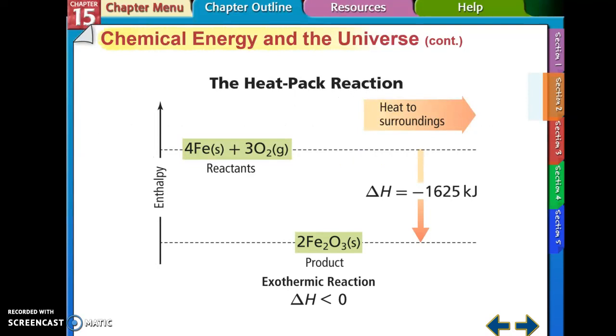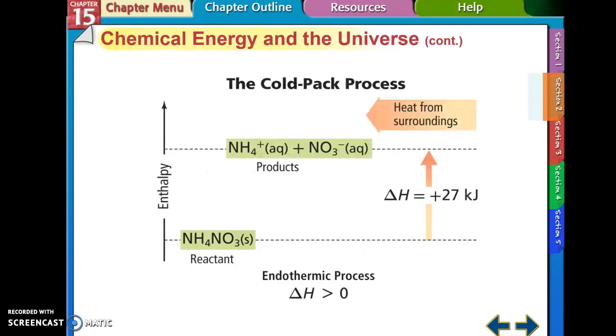So right here, when you look at this, your reactants have more enthalpy or more heat than the products. When the reactants have more enthalpy than the products do, that means you have released heat to your surroundings. Your delta H is negative. It's less than 0. And so you've released heat to the surroundings. That's like a heat pack. When your reactants have less energy, so their enthalpy is less than the products, they have to pull heat in from the surroundings. You have a positive enthalpy, a positive delta H. And that is an endothermic reaction. You have absorbed heat.